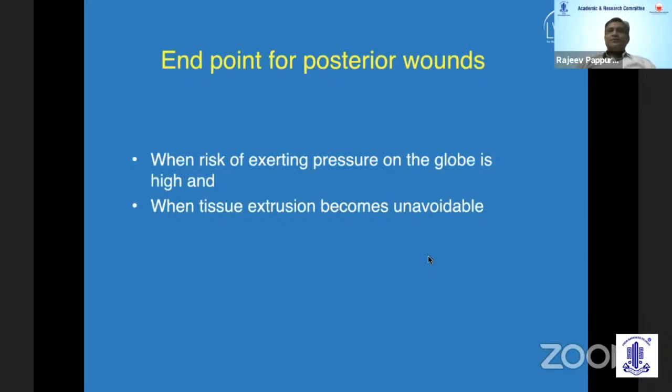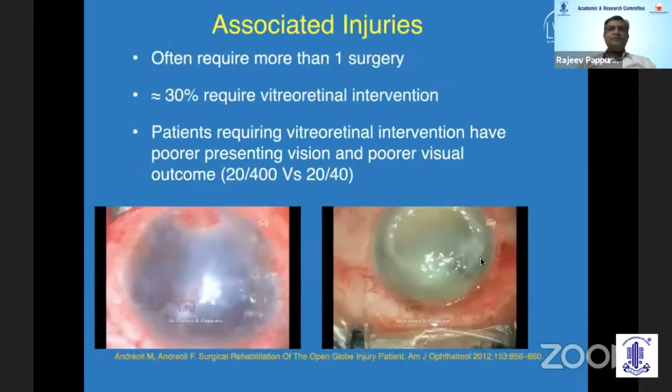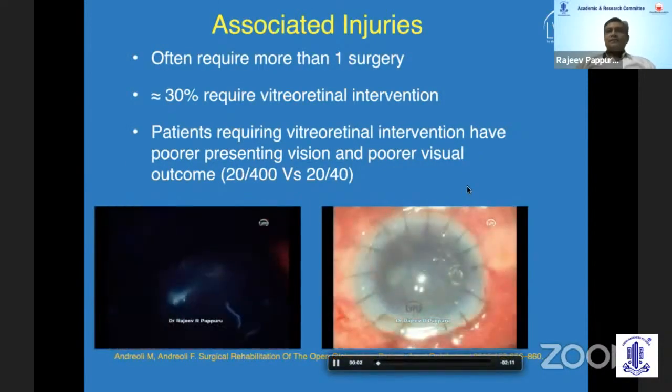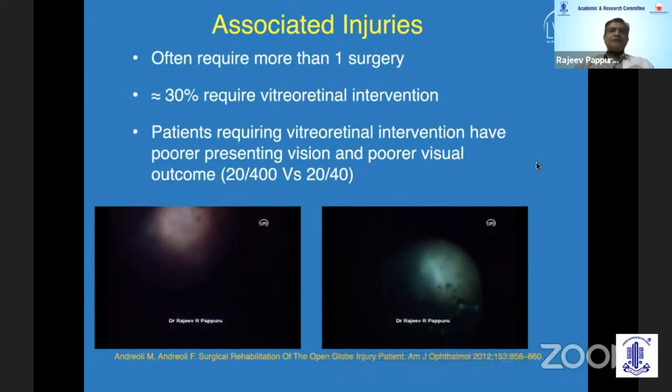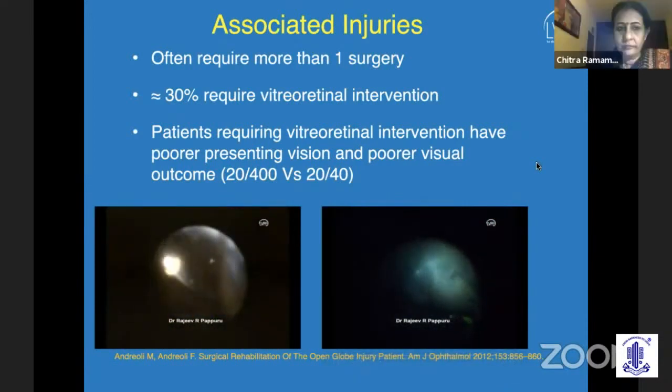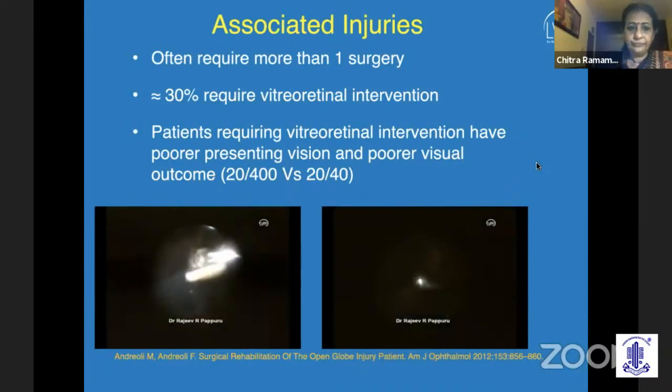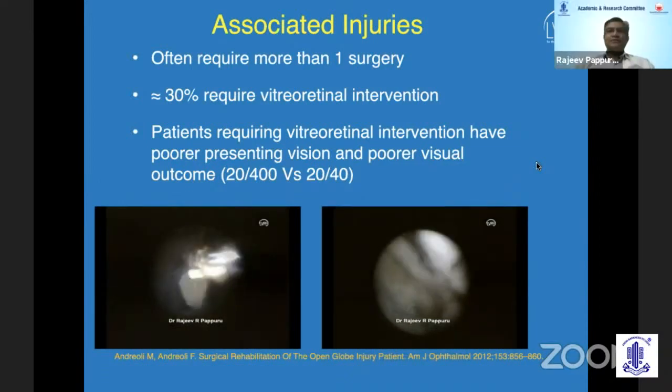As for the end point of the posterior scleral wound, sometimes the wound keeps going behind. Always make sure that you are not putting too much pressure on the globe, to avoid the contents extruding out. If you have to do that, then you have to stop at that point. Then treat the associated injuries after closure of the scleral wound, and do a reassessment again the next day. Most of these patients might need a second surgery, in a stepwise manner.